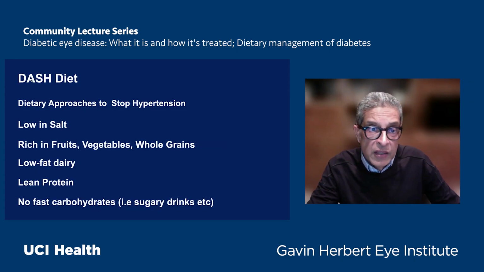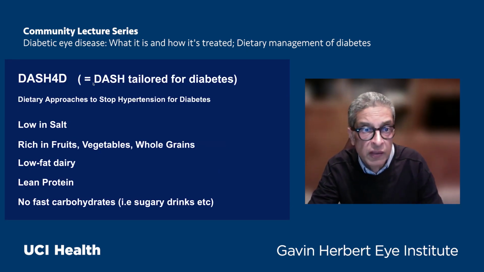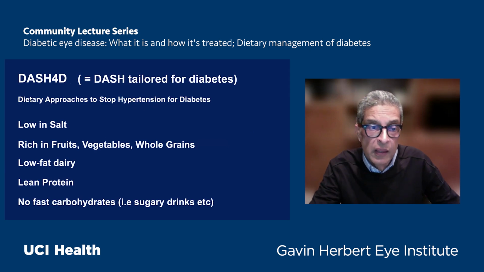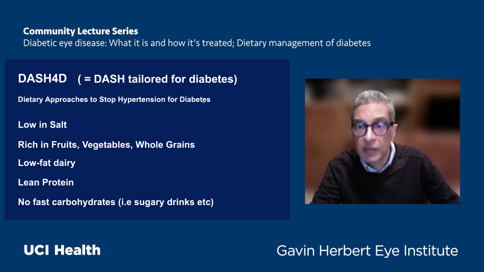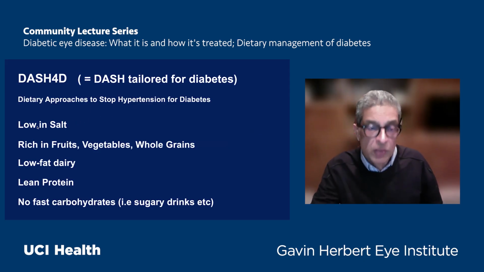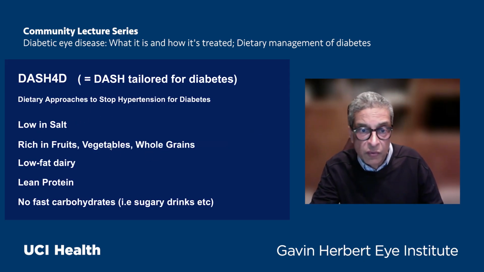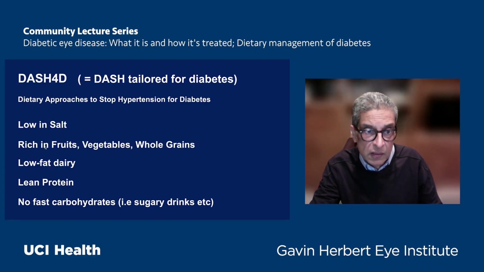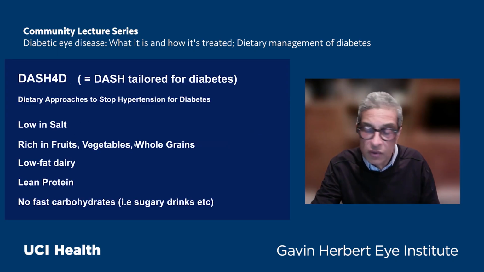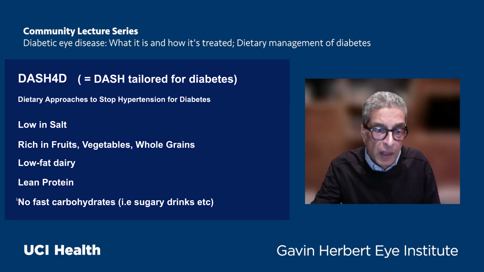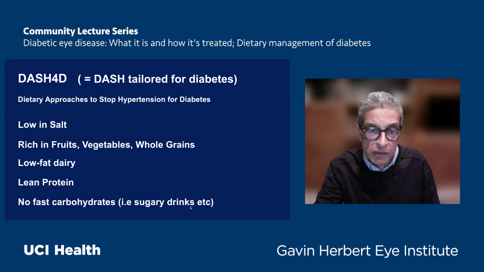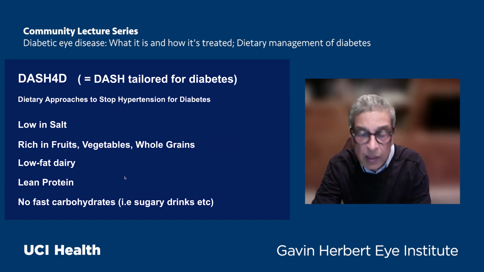There are 2 diets that I want to point out to you that I think are most effective. One derived from the DASH diet. DASH stands for Dietary Approaches to Stop Hypertension. And there's a version of it that was developed called DASH 4D, which is Dietary Approaches to Stop Hypertension for Diabetes. And essentially, it's low in salt. It's rich in fruits, vegetables, whole grains, low-fat dairy products, lean proteins, so less fat in both of these. These are slow sugars, not fast sugars like in sugary drinks, and no fast carbohydrates, so no sugary drinks. So this is essentially what the DASH 4D diet contains, and it's very effective.